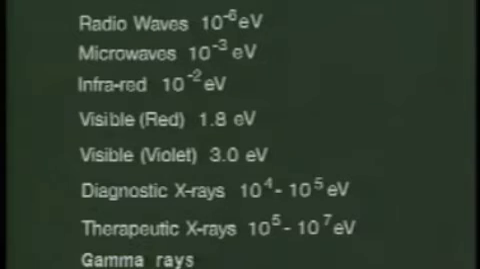Photons are particles of electromagnetic radiation. Electromagnetic radiation comes in many forms, distinguished by the energy of the photon. The photon energy is related to the frequency or the wavelength of the radiation. All of these are electromagnetic radiation: radio waves, microwaves, infrared, visible and ultraviolet light, X-rays, and gamma rays. The only difference between X-rays and gamma rays is their source.